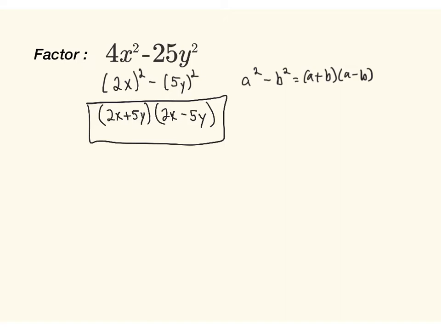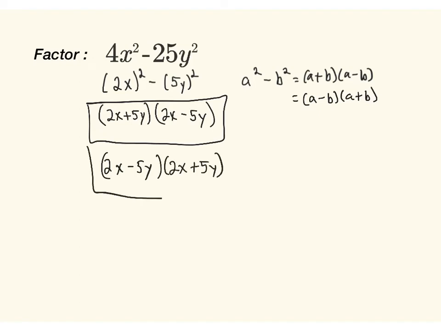Now I will say that it does not matter which of these is first, so you could have a minus b first and a plus b second, which then gives us another correct answer of 2x minus 5y times 2x plus 5y. So either one of these should be considered as correct answers if you are working with an instructor.